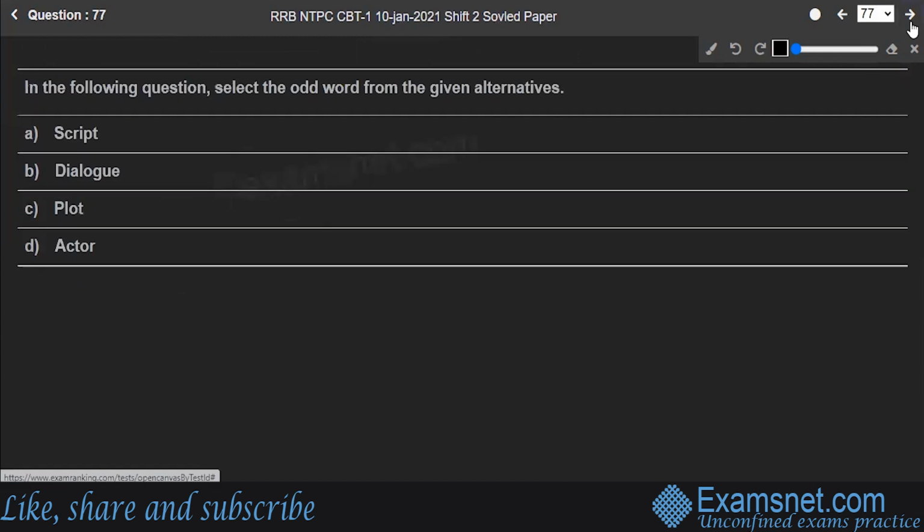Hope you understood this. Next is question number 77. In the following questions, you have to select the odd word from the given alternatives. So options are script, dialogue, plot, or actor. See, except for the word actor, all are intangible, whereas actor is tangible.